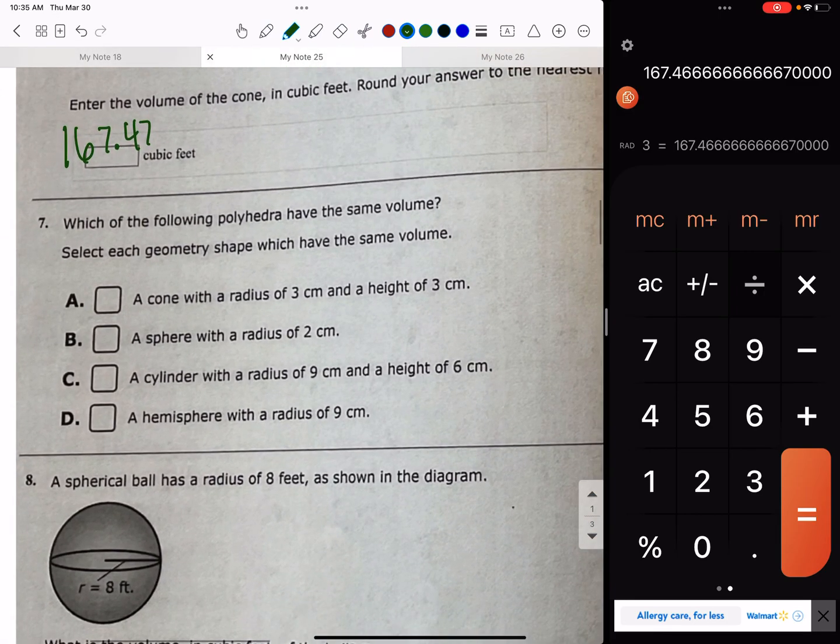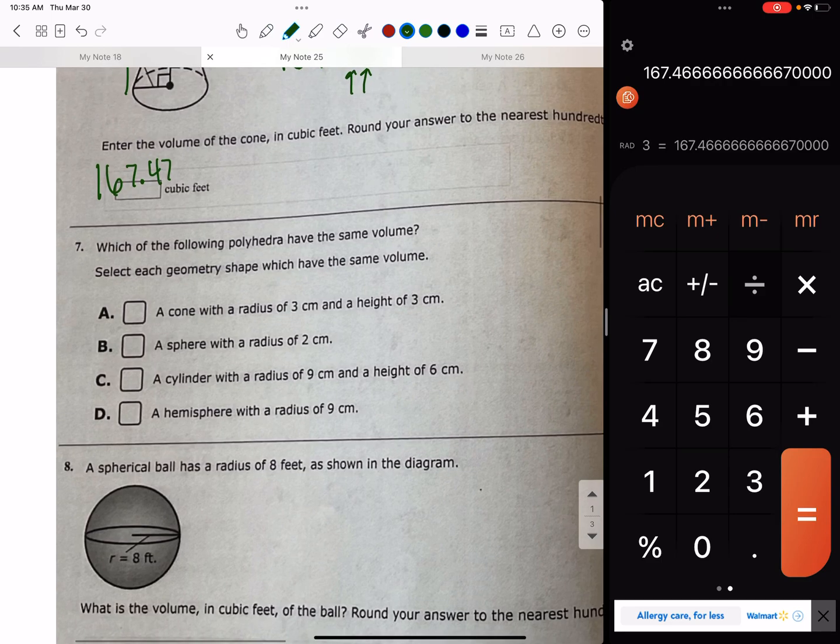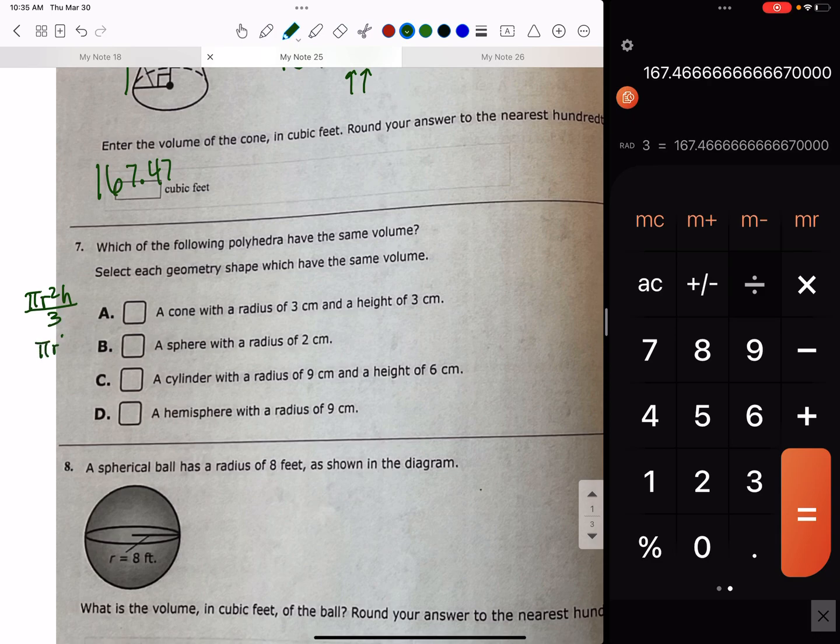Number 7, which of these have the same volume? Let's see, a cone, okay, is pi, start with a circle, give it some height, crush the bottom. A sphere, we start with a circle, make it 3D, put the fraction in the beginning. A cylinder, start with a circle, pi r squared, give it some height. A hemisphere, start with a circle, make it 3D. We don't put the full fraction in the front, we put half of it, instead of 4/3, we put 2/3 because a hemisphere is half.